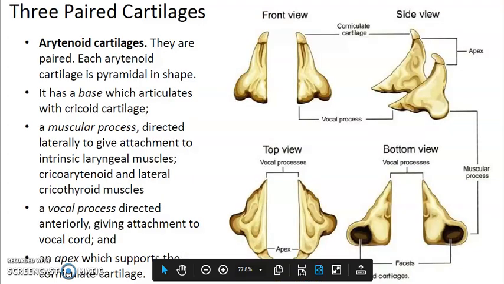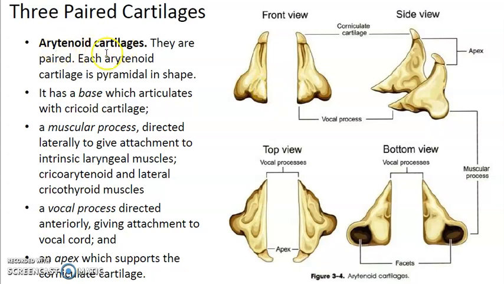Coming to the three paired cartilages, the first and foremost is the arytenoid, which is the most important of the three. The arytenoid cartilage is pyramidal in shape. The meaning of arytenoid is pyramid-like. It has an apex pointing upwards and the base pointing downwards. The base will be sitting on the cricoid cartilage. There are three surfaces. The medial surface of one arytenoid faces the medial surface of the other. The lateral surface will face outwards. The posterior surface will face backward. So these are the three surfaces: the medial, the lateral, and the posterior surface.